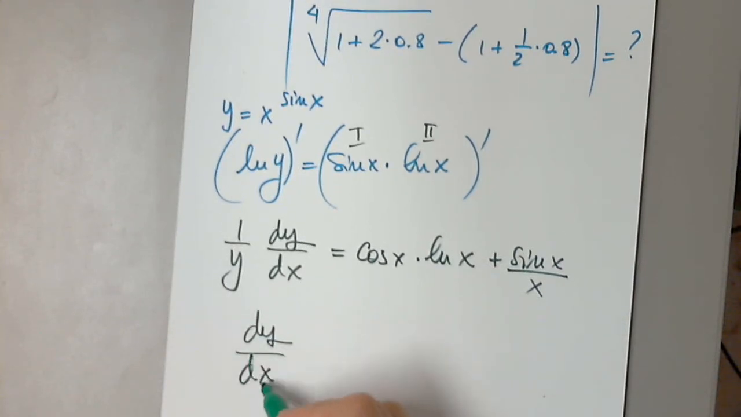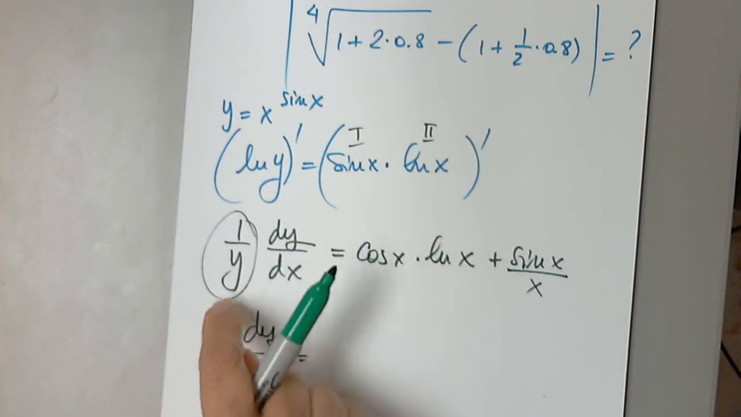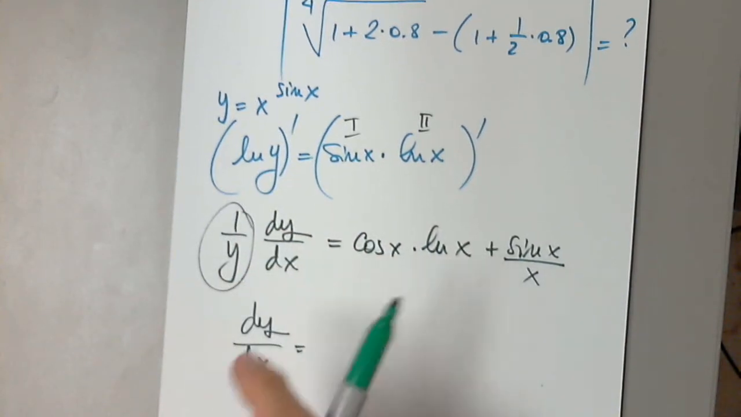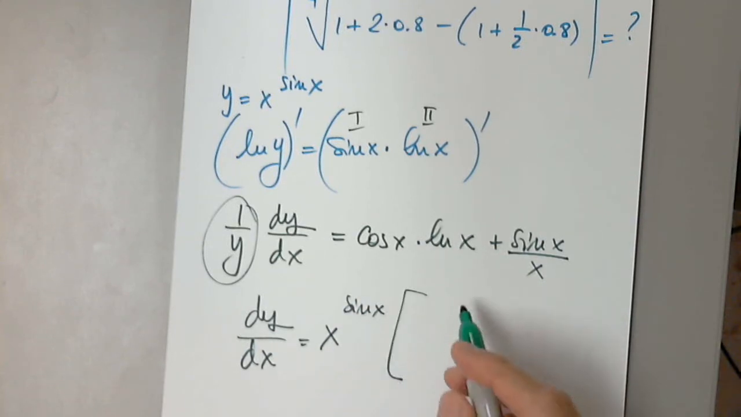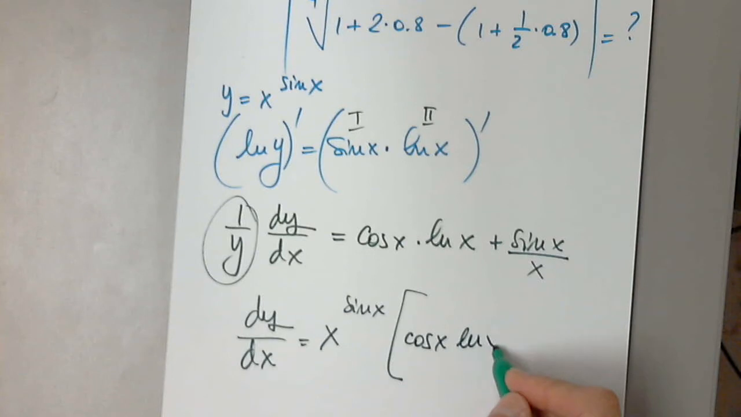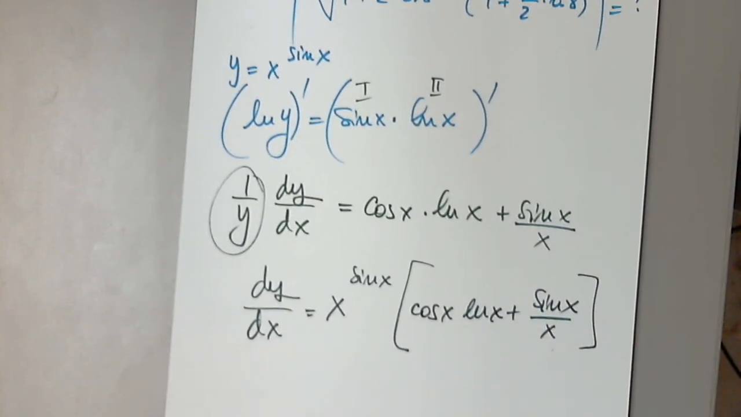So for dy over dx, I have to multiply both sides by y. But I will not write y because then I have to change it into x raised to sine x. And then I copy the rest. And this is it. So please make yourselves a note: a function raised to a function has no formula, and I have no choice but to apply log first and then differentiate. Is this okay?